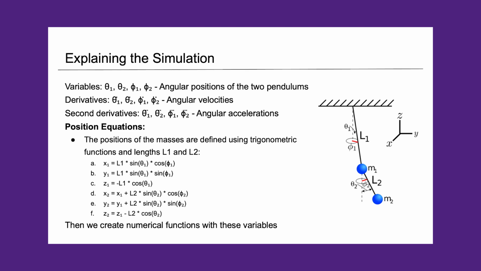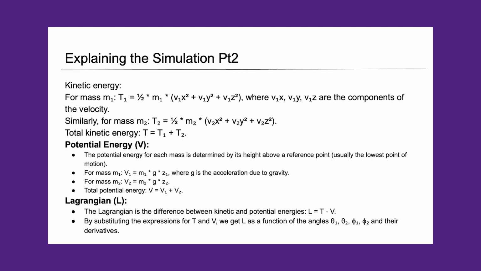Explaining the second part of the simulation: the kinetic energy T1 for mass 1 is equal to 1/2 m1 times v1x squared plus v1y squared plus v1z squared, where v1x, v1y, and v1z are the components of the velocity, which is the derivative. Similarly for mass 2, so I'm not going to read that out loud. The total kinetic energy T is equal to T1 plus T2.